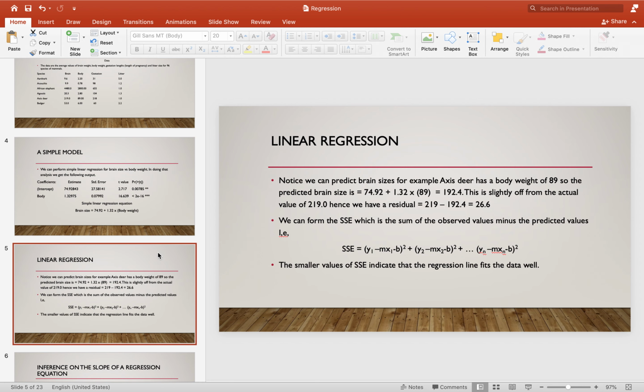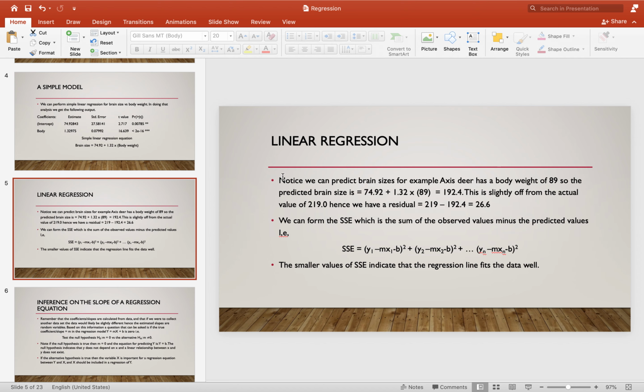Okay, a few more things on linear regression is that we can predict brain sizes for other animals. For example, the axis deer has a body weight of 89. And to predict the brain size, we just plug it into the equation. We take our intercept 74.92, we take 1.32, and we multiply it by 89. That's our predicted value. But this is off from the actual of 219. And we can calculate what's called a residual. That's the difference. Okay. Another important measure that you'll see is SSE.